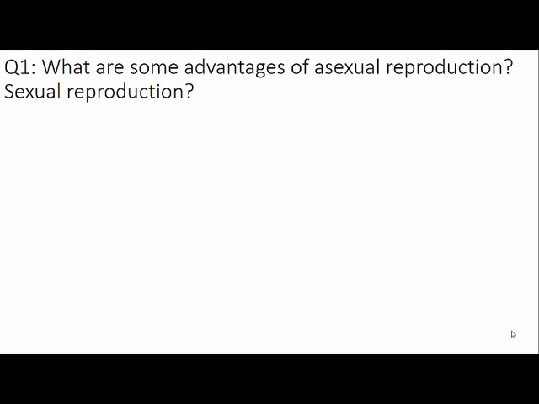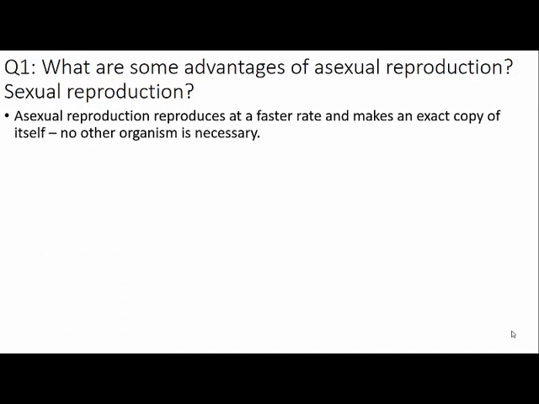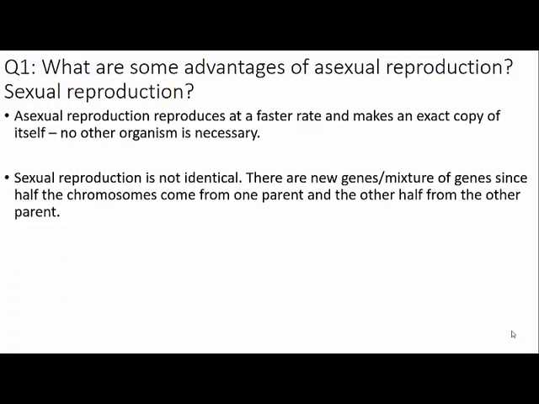Number one, what are some advantages of asexual reproduction and sexual reproduction? Well, asexual reproduction reproduces at a faster rate and makes an exact copy of itself. No other organism is necessary. When we say it reproduces at a faster rate, we're talking about the cells themselves. Sexual reproduction is not identical. There are new genes or a mixture of genes, since half the chromosomes come from one parent and the other half from the other parent. So those are the advantages of asexual and sexual reproduction. And we'll talk a little more about that later, that you can add to number one.